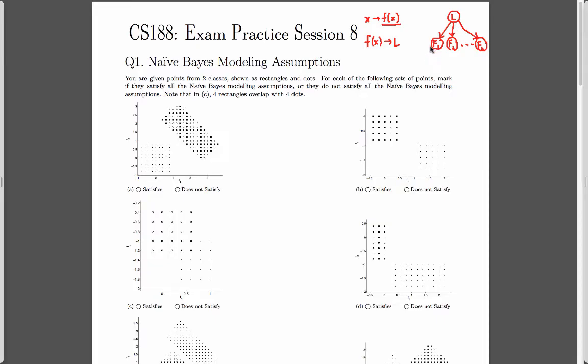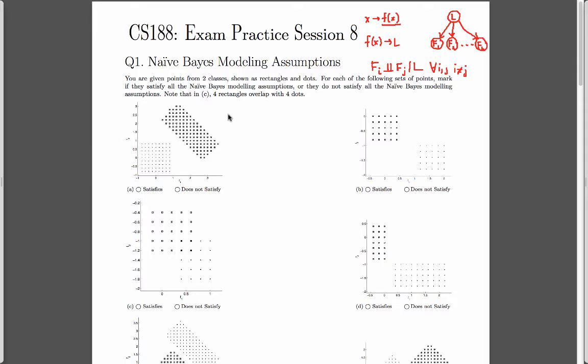The key insight with this model is that it makes some independence assumptions. Specifically, it assumes that each pair of features, Fi and Fj, are independent conditioned on the label L, for all i not equal to j.